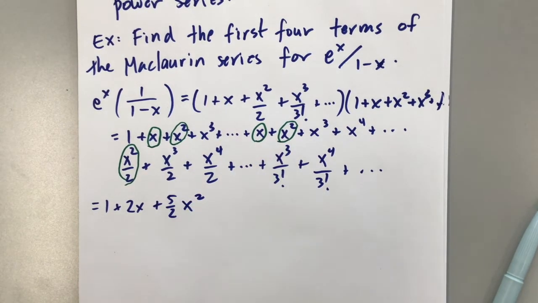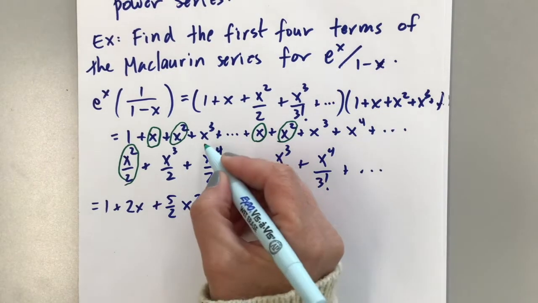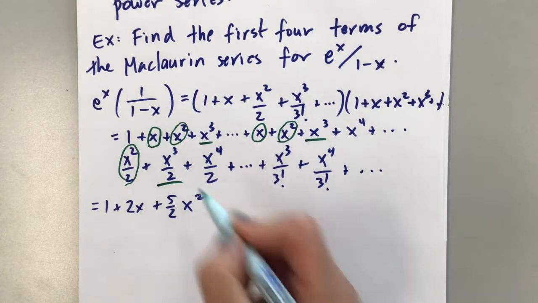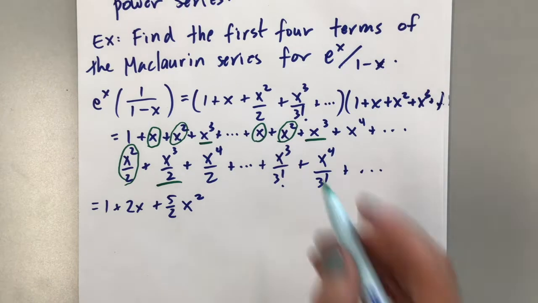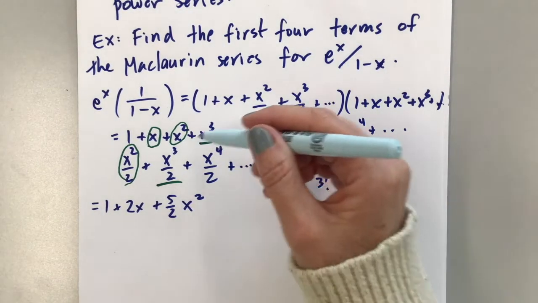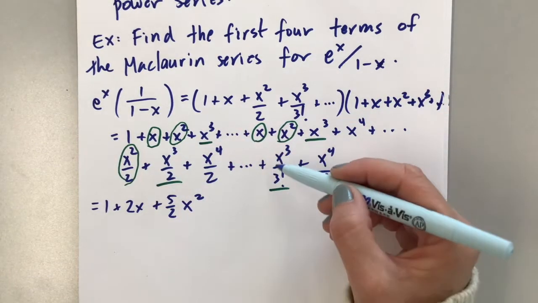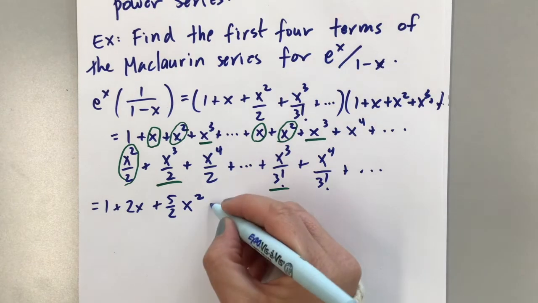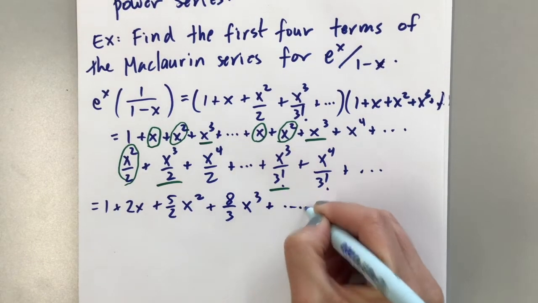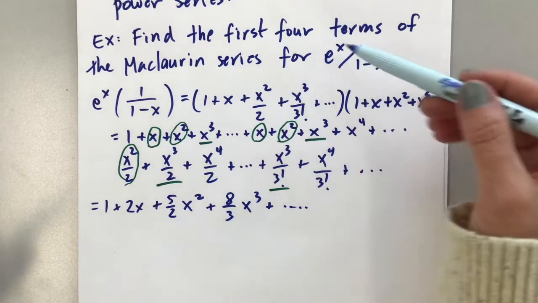And then last up, we need to take care of the x cubed. So here we can see we didn't need the x to the 4th. So we have an x cubed there, and x cubed there, and x cubed there, and finally an x cubed there. So if we add all those up together, so we have 1 plus 1 plus 1/2 plus 1/6, we're going to get 8/3. So plus 8/3 x cubed, etc., etc. Okay, so here are the first 4 terms of the Maclaurin series for e to the x over 1 minus x.